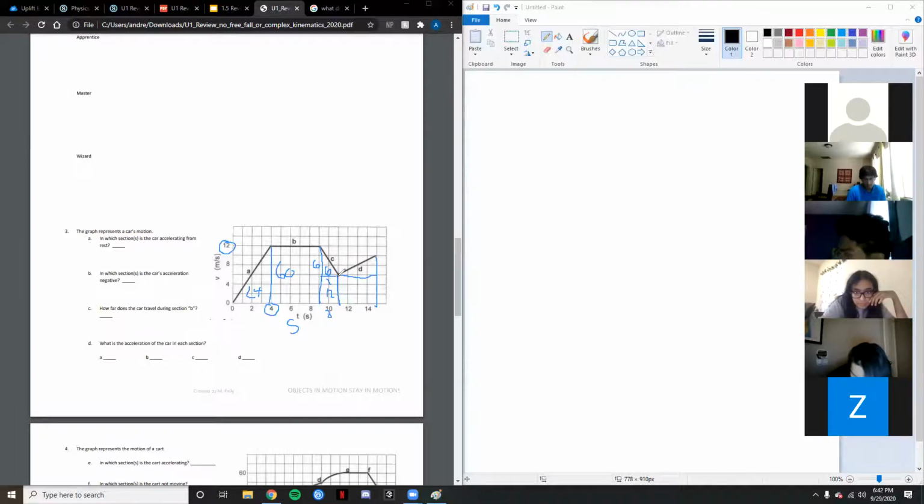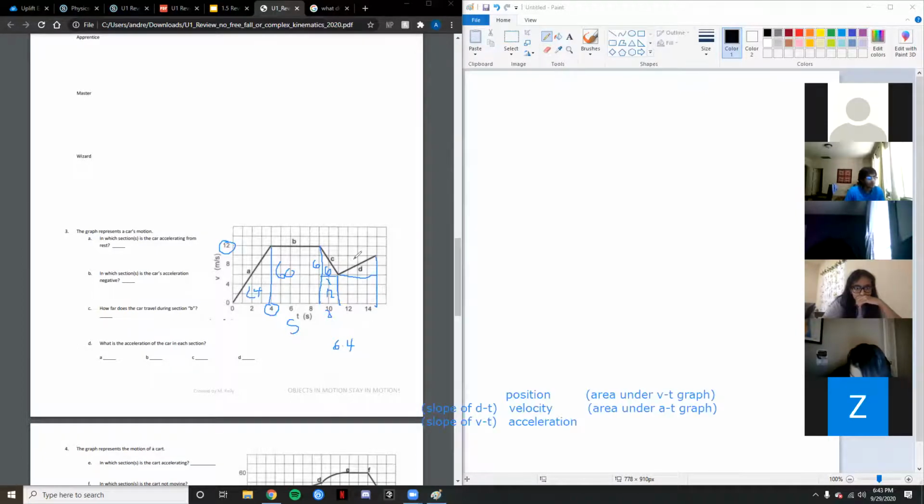And then 6 times 4, I have to do this on a calculator just to make sure, equals 24. And then finally 4 times 4 equals 16 divided by 2 equals 8. So to find distance, I would add 24 plus 60 plus 12 plus 24 plus 8. And that's how you'd find the total distance in a VT graph.